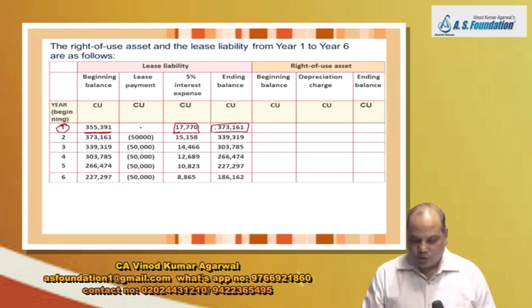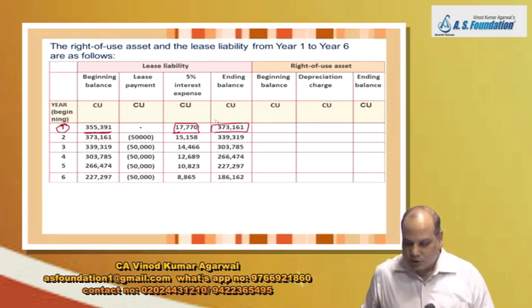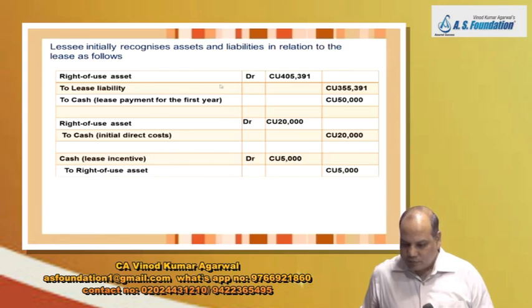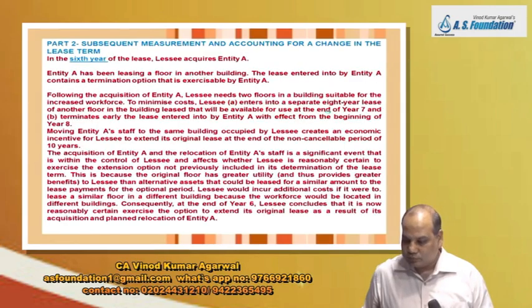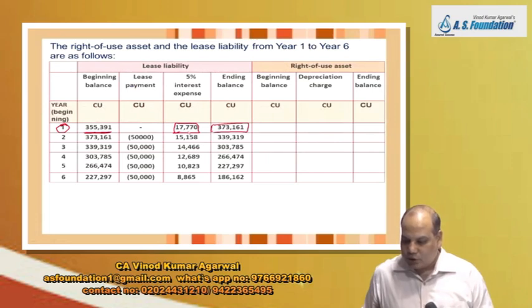Okay. Now I'll just go a few slides back to make you understand again. If you see the entry, this entry we passed at the beginning of the year, right of use asset account debit to lease liability to cash. That means this entry was passed on say 1st January of the first year. But then I have to also pass entry for interest accrued. So this is my interest accrued. My closing liability would be 373,161. At the beginning of year 2, my balance is, keep checking, 373,161.